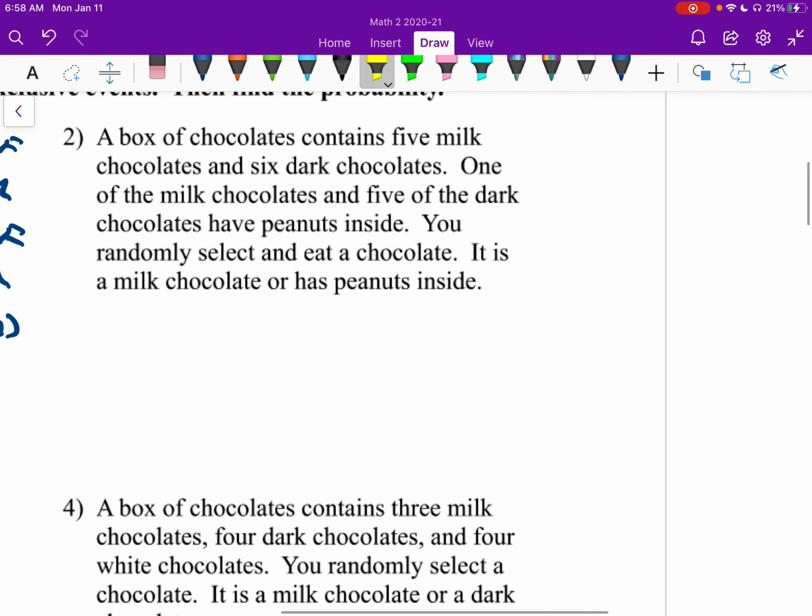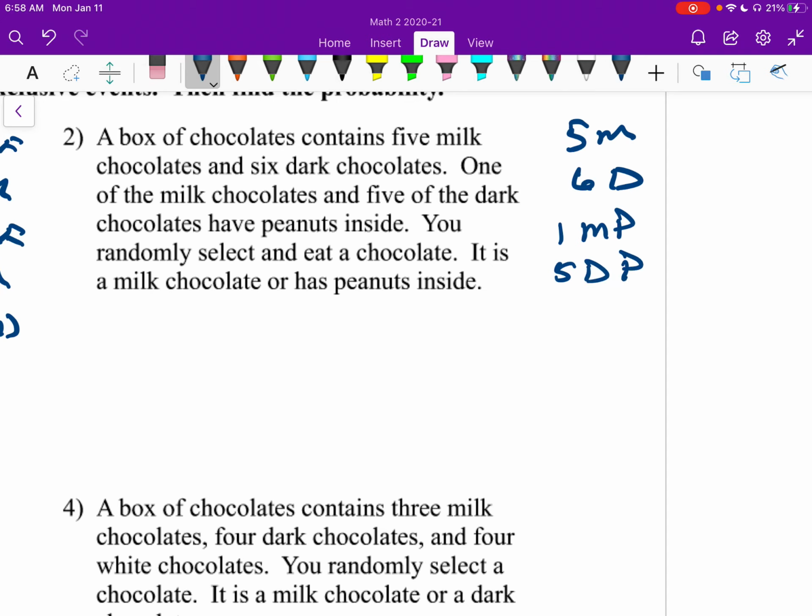Number 2, a box of chocolates contains 5 milk and 6 dark. One of the milk chocolates and 5 of the dark chocolates has peanuts. So like 1 milk peanut and 5 dark peanuts. You randomly select and eat a chocolate. It is a milk chocolate or has peanuts inside. So we want probability of milk or peanuts.